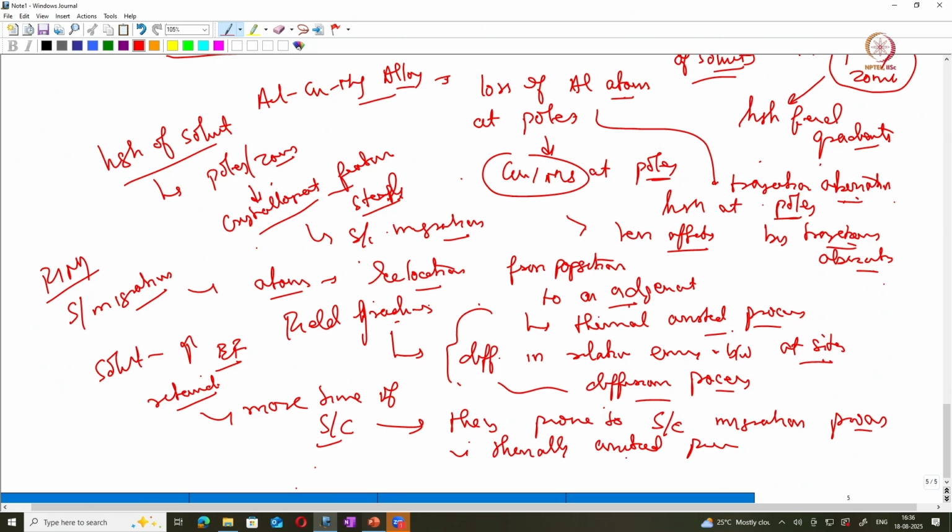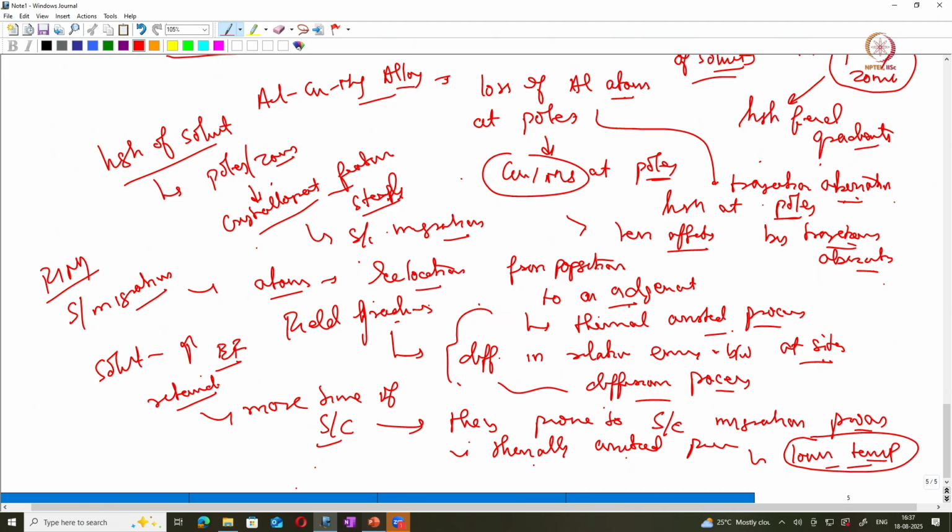This thermally assisted process, the surface migration, you can actually minimize by lowering the temperature, much below 50 Kelvin or near 20 Kelvin. But even at a lower temperature, due to the difference in the evaporation fields, you cannot avoid trajectory aberrations. So these are the two important things, surface migration and trajectory aberrations, which are a little bit different.